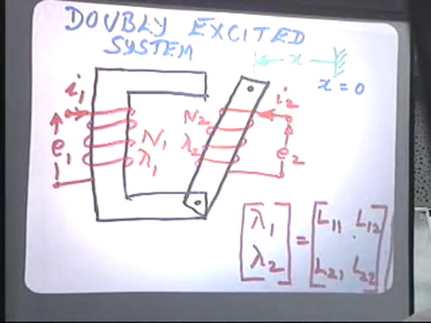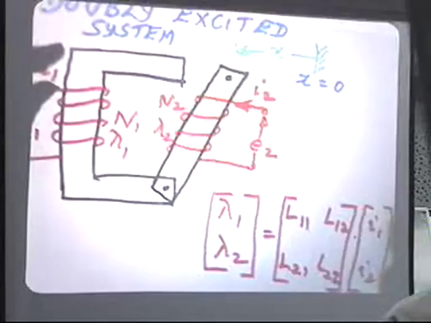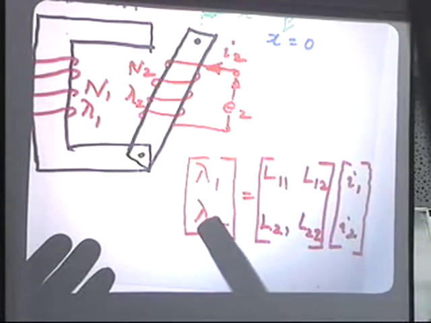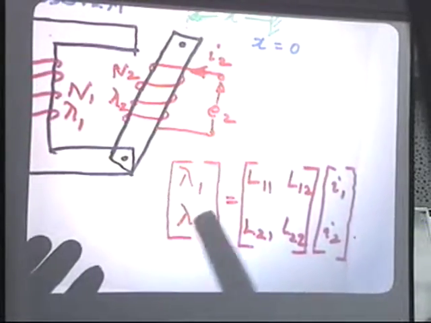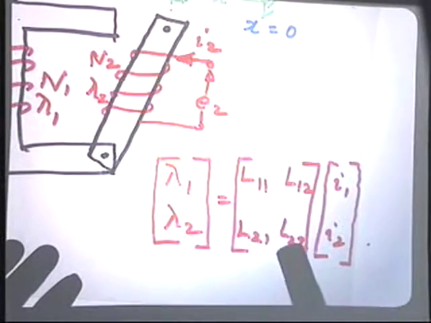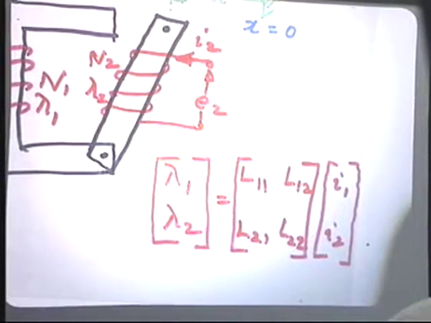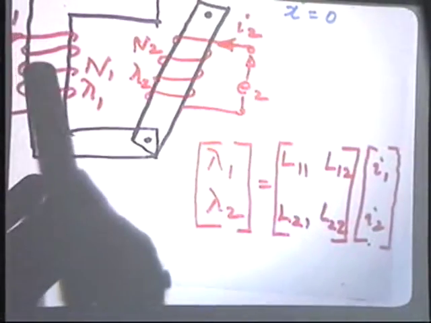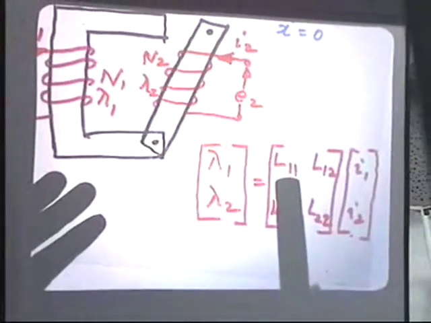Then assume it's again a linear system. Okay. If you assume it's a linear system, what do you get? You can define lambda 1, lambda 2 in a matrix form as L11, L12, L21, L22 into I1, I2. And you define, what is L11? Lambda 1 by I1 when I2 is 0, which means it is the self-inductance of winding 1. You call it L11.